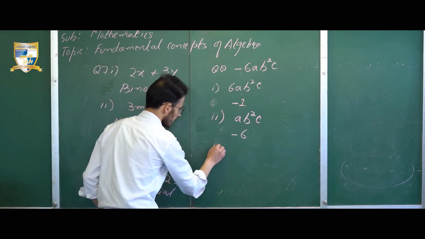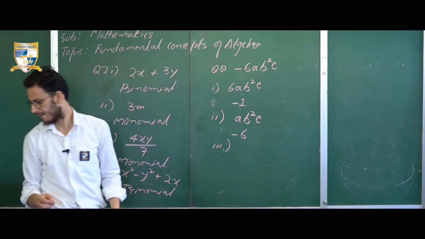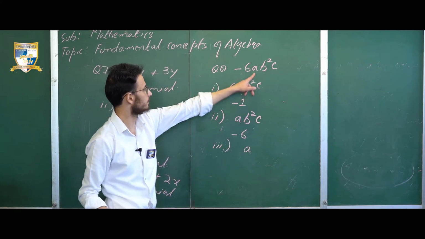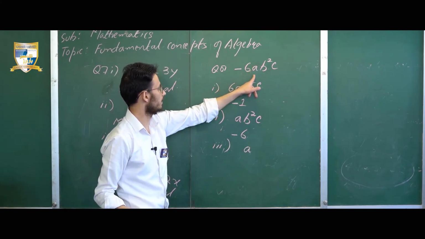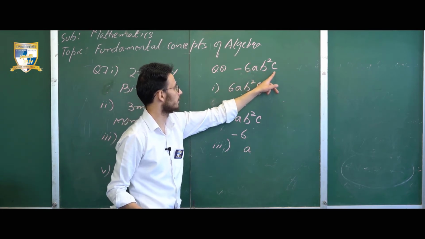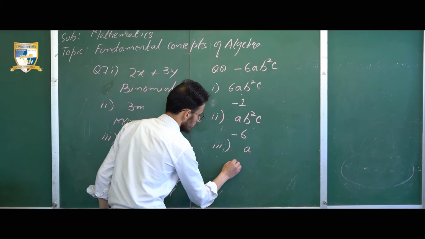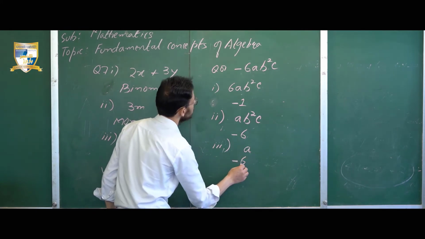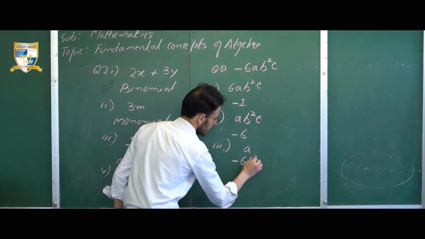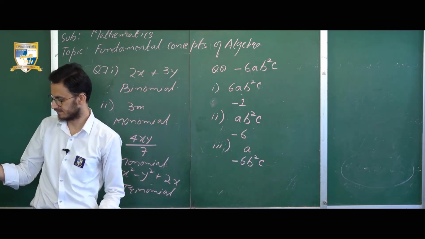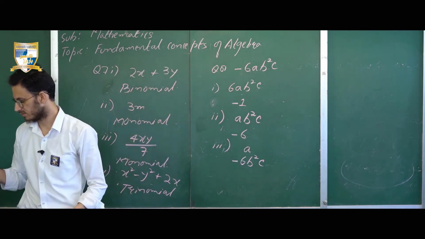Same, one more part I'm showing you. a. Now we have to find out the coefficient of a. So except a, all the rest of the factors will be the coefficient of a. So the coefficient is minus 6 b square c. Rest you are supposed to do by yourself. Move on to the next question.